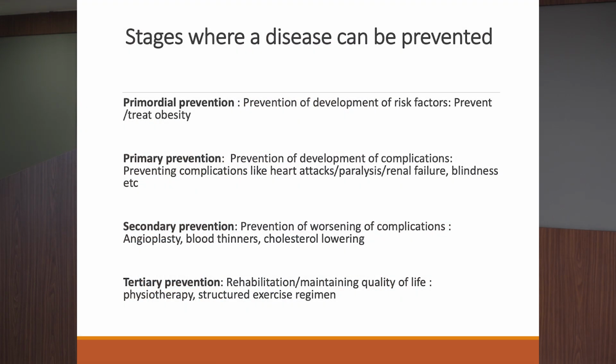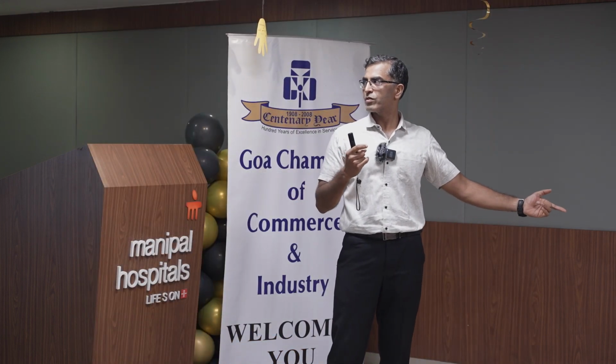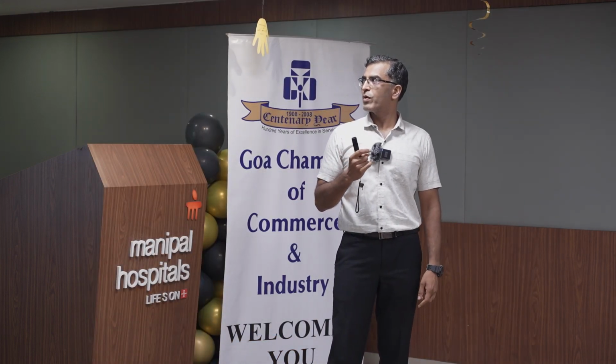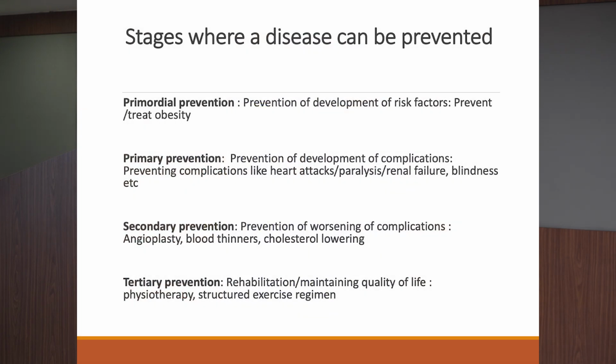Now, this slide again. You remember the stages where the disease can be prevented? Can you enumerate them again? First one, primordial prevention. In this case you prevent or treat obesity, so you are not going to develop diabetes or pressure. Then primary prevention. So you have developed diabetes and pressure, but then you take medicines so you prevent these complications.